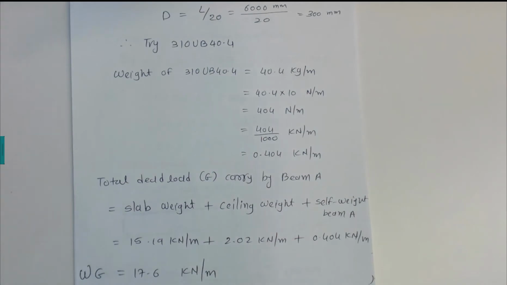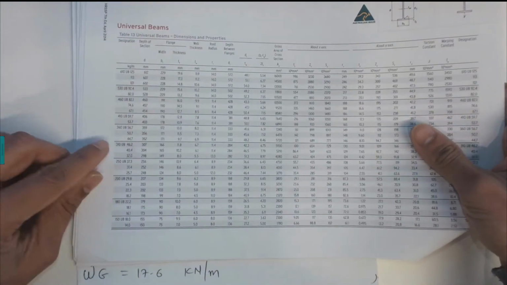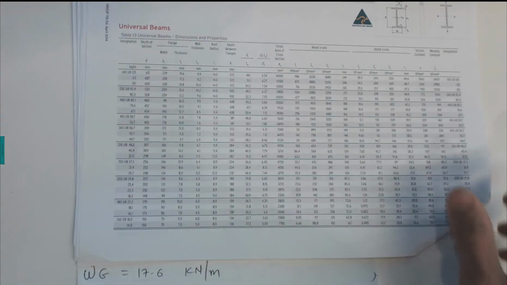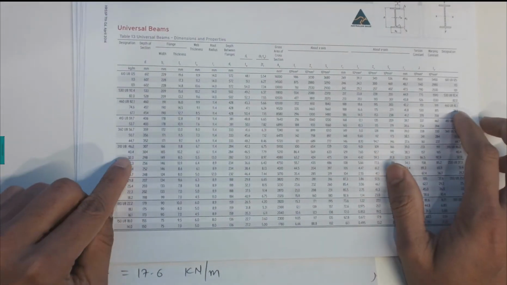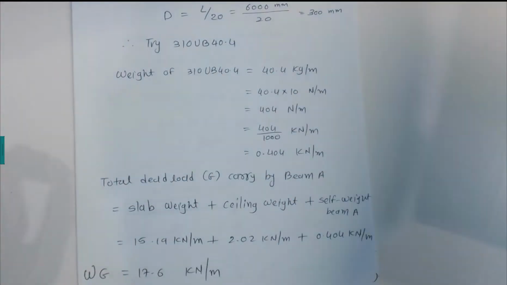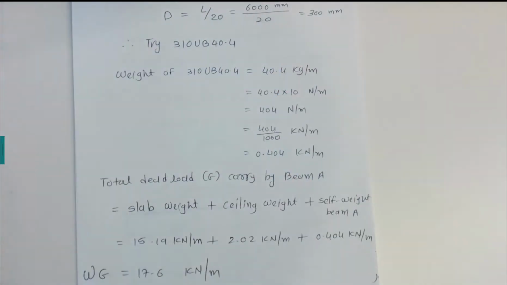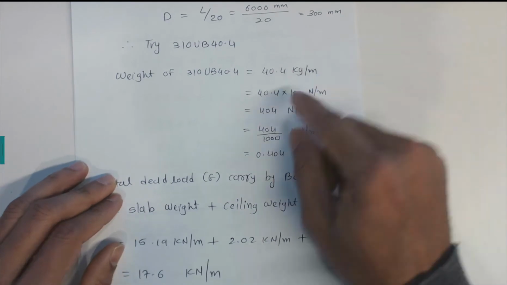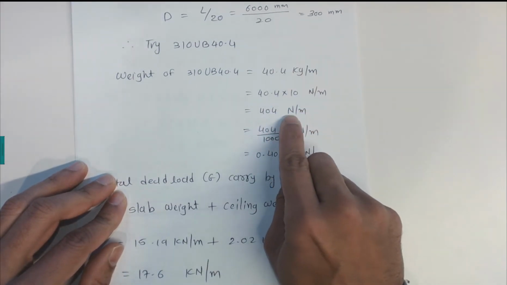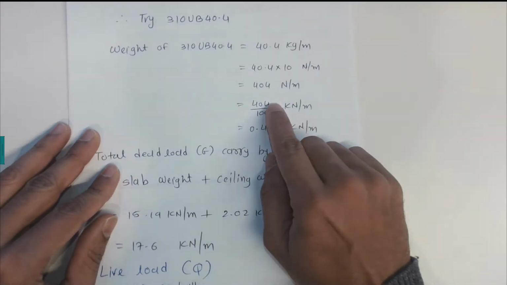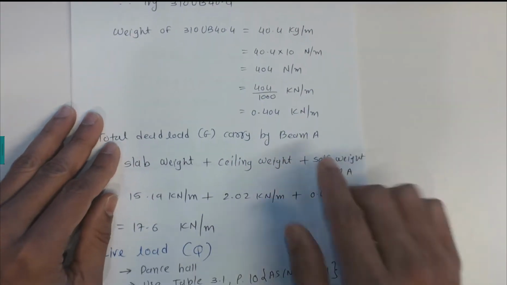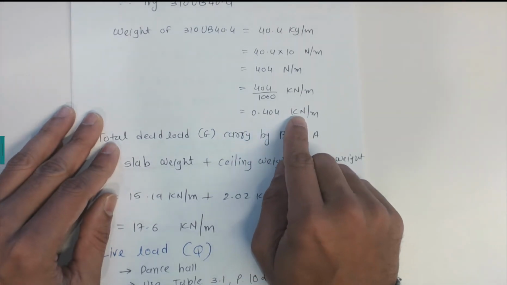Now from the steel tables, it's given here as 310 UB 40.4. So we have this 40.4 kg per meter. Now we need to convert that 40.4 kg per meter into kilonewton per meter. So times by 10 to convert kg into newtons. That is 404 newton per meter. Then 404 divided by 1000 gives us kilonewton per meter. That is 0.404 kilonewton per meter.